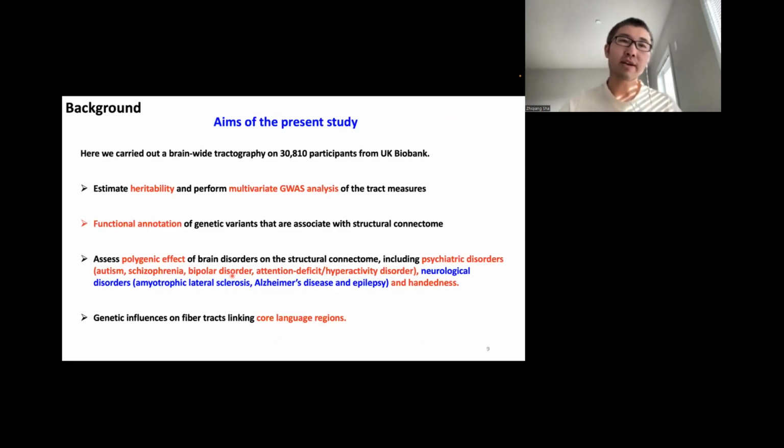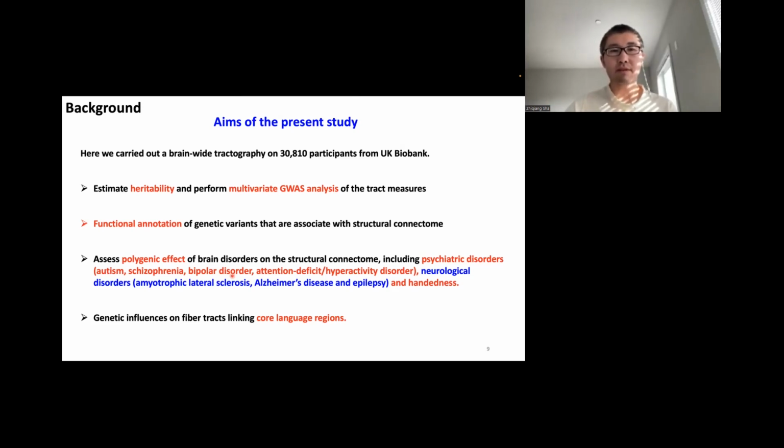In this study, we carried out brain-wide tractography on 30,000 individuals from the Biobank. Our aim is to first estimate the heritability and then perform a multivariate GWAS across these heritable traits. Regarding the identified genetic variants associated with the white matter connectome, we also wanted to do some functional annotations to identify relevant gene sets of biological processes and functions associated with white matter connectome formation.